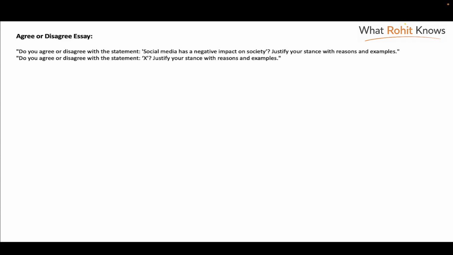So it's important that you are able to identify the key theme here. What is the agreement or disagreement about? In this case, it is: social media has a negative impact on society. Do you agree or disagree? It can be anything. Traveling has a good impact on education, or organic food is good for health. It can be anything, and you can agree or disagree.